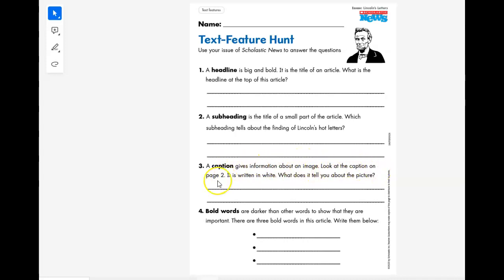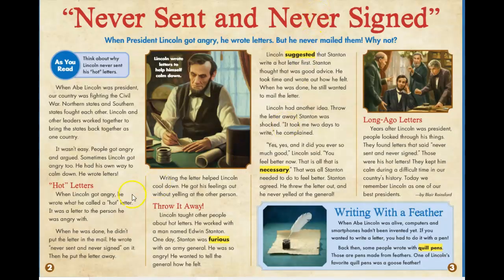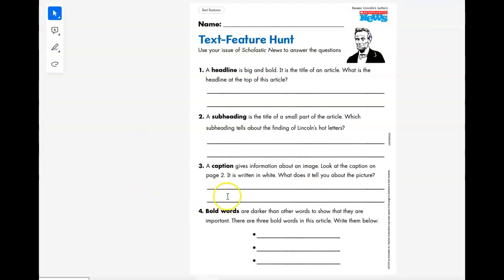Question three. A caption gives information about an image. Look at the caption on page two. It is written in white. What does it tell you about the picture? So we're going to go back in our Scholastic News. We're going to locate page number two. We're going to locate the picture. Here it is. We're going to locate the caption. They gave us a hint and said it's in white. Here it is. And we're going to write what it says about the photo or about the picture. So we're going to write the caption says and you're going to write what the caption says.